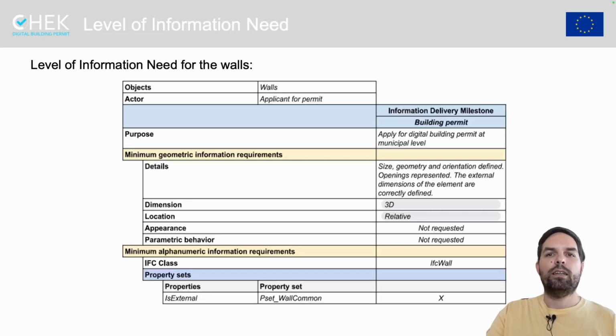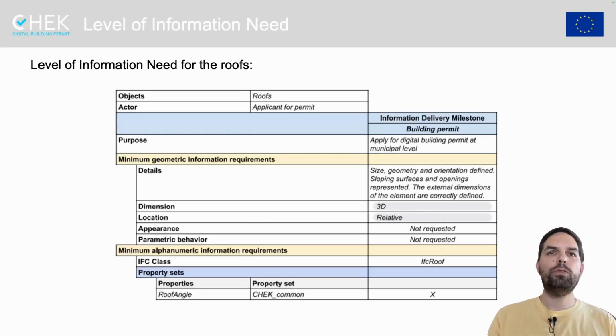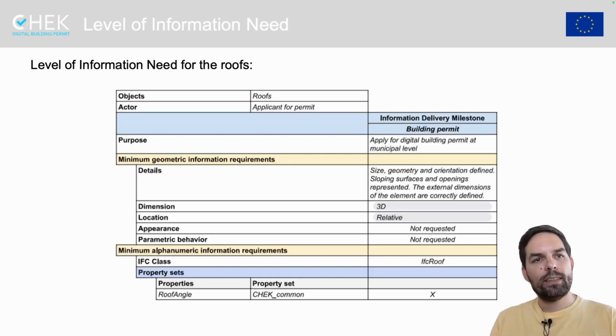So we will dig into the walls that we have here. In terms of alphanumerical information, we don't have many requirements, but we have the IFC class and a property set from buildingSMART called Pset_WallCommon, with the property IsExternal. Also, we will be looking at the requirements for roofs, where we have a similar requirement of just one property and the IFC class, and the property is the roof angle on a custom property set, the CHEK common, and this is custom from the project.